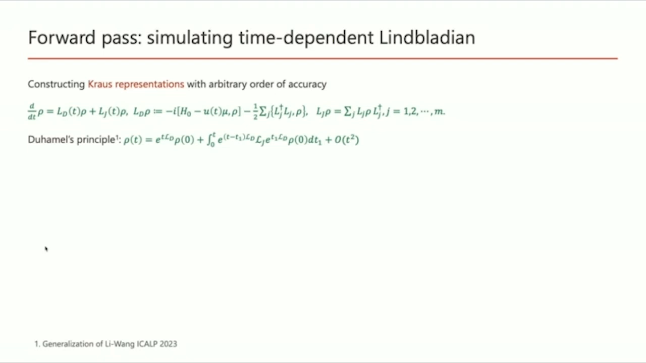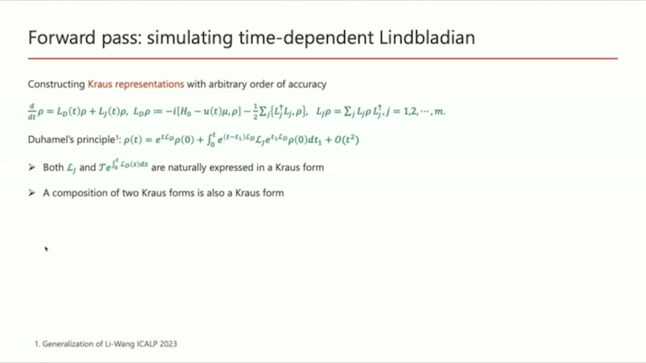Now, nothing is going to stop you from continuing with this formula, right? So you take this rho and then plug it in, and you can try to extend this many, many times. So essentially, as I mentioned before, both of those 2 terms will produce an expression in the Krauss form. Of course, a composition of 2 Krauss forms is another Krauss form. Now, for the integrals, it doesn't matter how you approximate them. It still stays as a Krauss form.